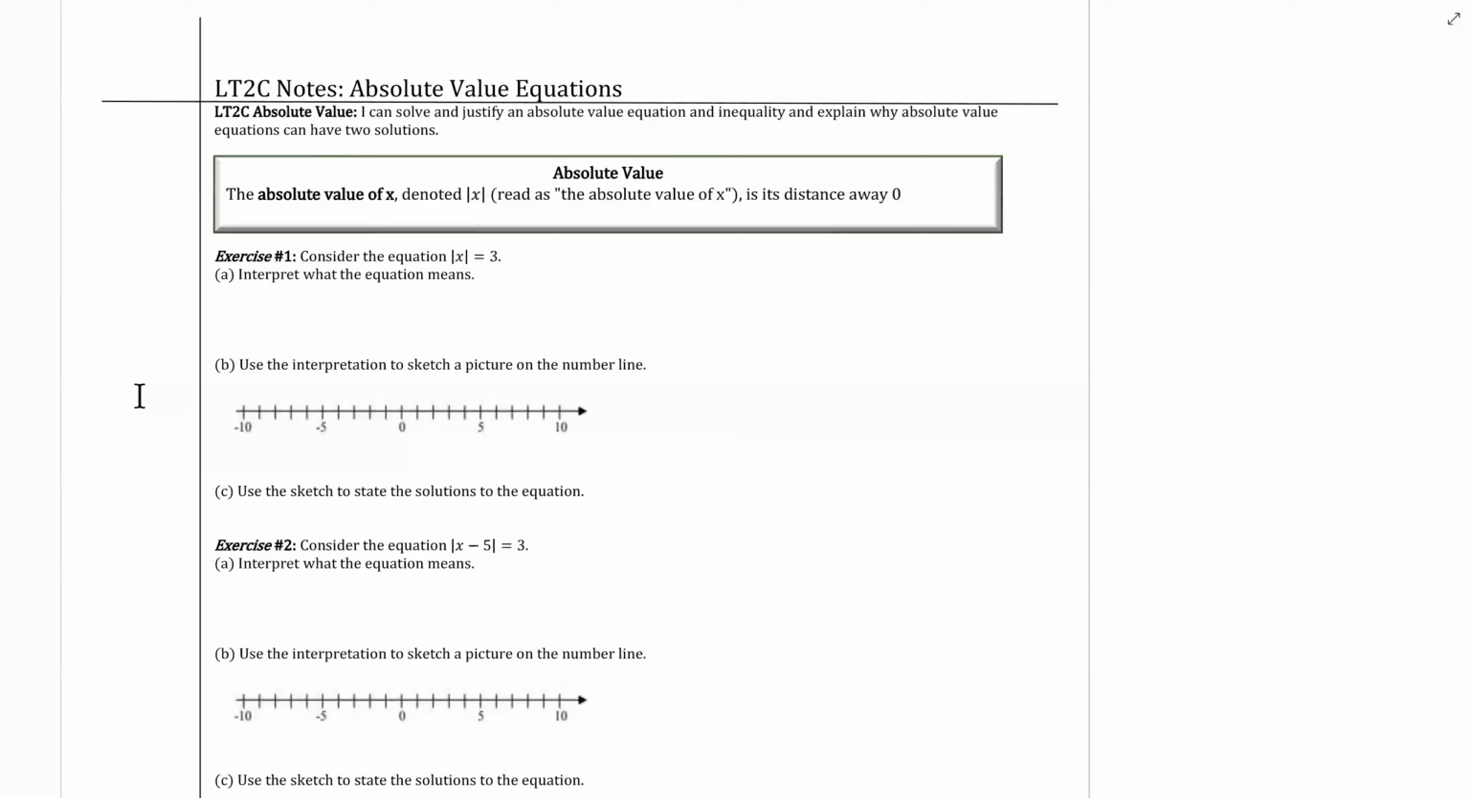In exercise 1, consider the equation the absolute value of x equals 3. Now, to emphasize the distance away from 0 part, I'm going to write this as the absolute value of x minus 0 equals 3. It doesn't really change the problem by adding or subtracting 0, but I like to do it because it emphasizes that the x minus part deals with distance. Because we're subtracting away from 0, we're dealing with the distance from 0.